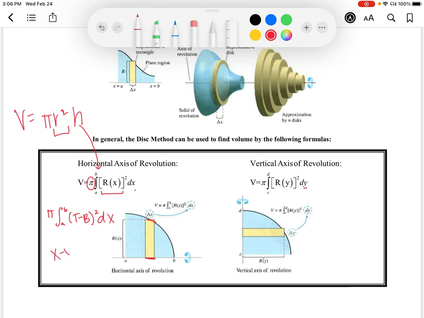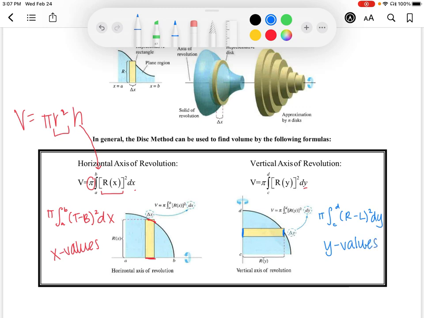And this one is dealing with x values. If we wanted to do it in terms of y, we have pi, the integral, they use c to d, so those are the y values. And this time it's going to be the right minus the left, squared, dy. So the right minus the left gives us our radius. And this one is, of course, y values.